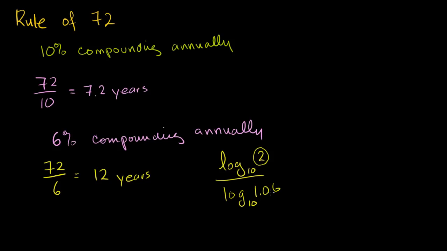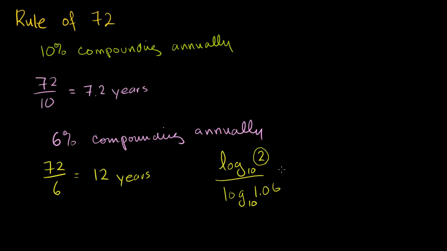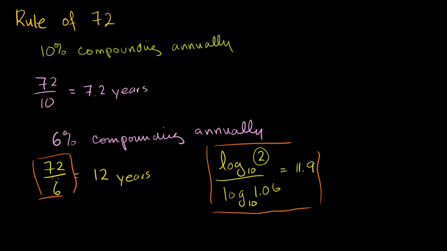So you can already see it's a little bit more difficult. Get our calculator out. So we have 2 log of that divided by 1.06 log of that is equal to 11.89. So about 11.9. So when you do all the fancy math, we got 11.9. So once again, you see, this is a pretty good approximation. And this math is much, much simpler than this math. And I think most of us can do this in our head. So this is actually a good way to impress people.